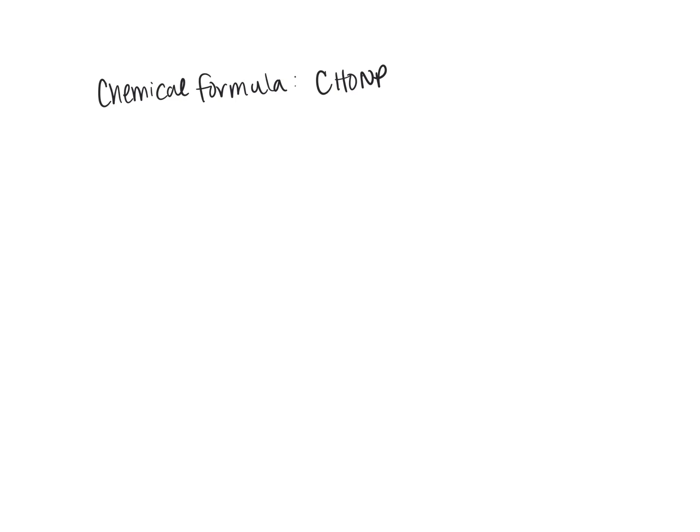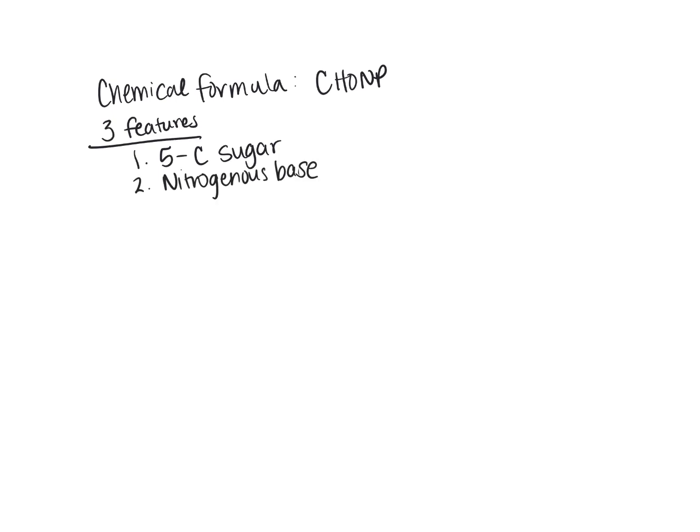Let's get started. To begin with, remember that the chemical makeup of nucleotides or nucleic acids are carbon, hydrogen, oxygen, nitrogen, and phosphorus, or CHOMP. There are three features of a nucleotide you need to know. One is a 5-carbon sugar, and this could be deoxyribose or ribose, and we'll talk about how to distinguish the two in just a moment. Number 2, there's going to be a nitrogenous base. So these are your adenine, guanine, thymine, cytosine, or uracil if it's for RNA. And then third is a phosphate group.